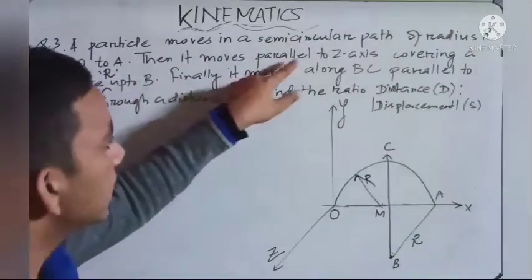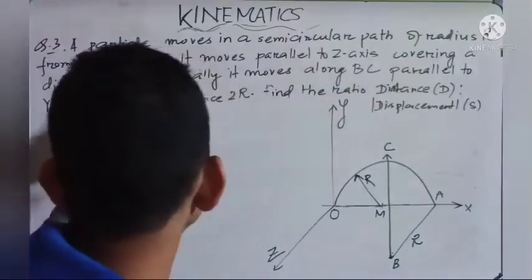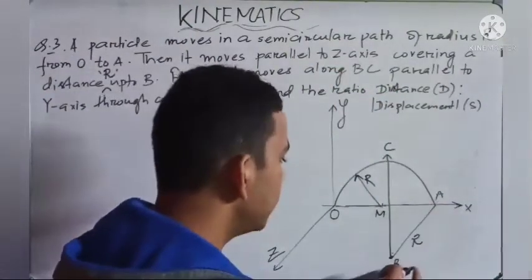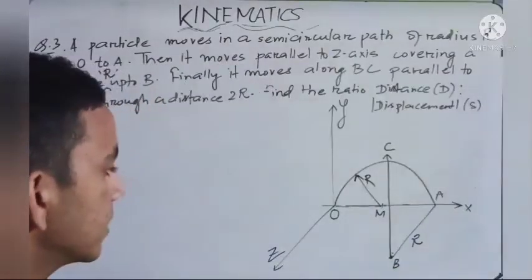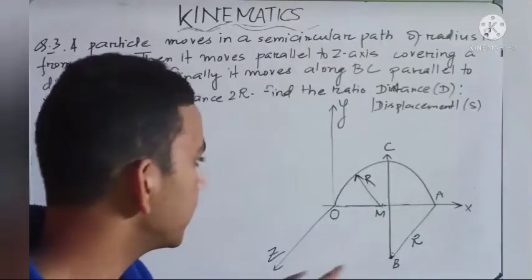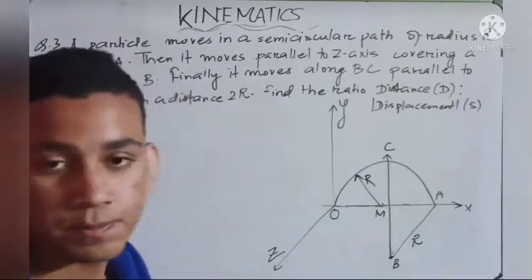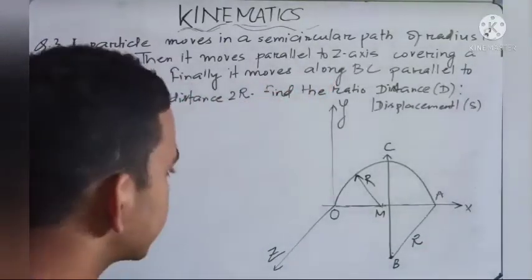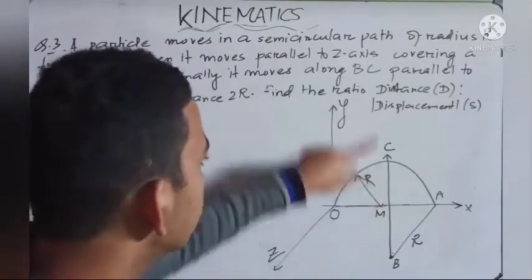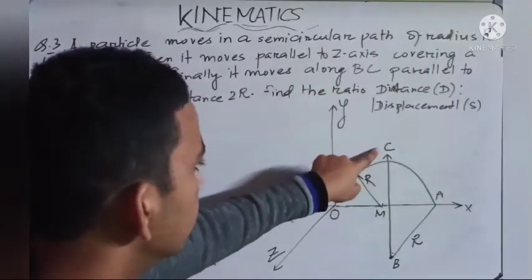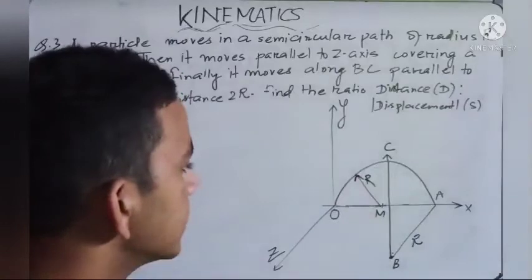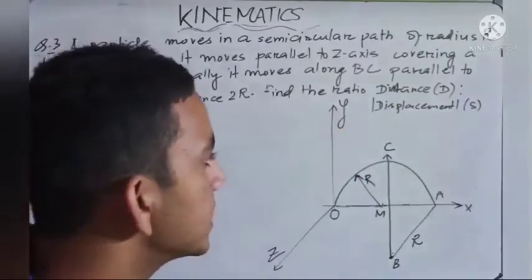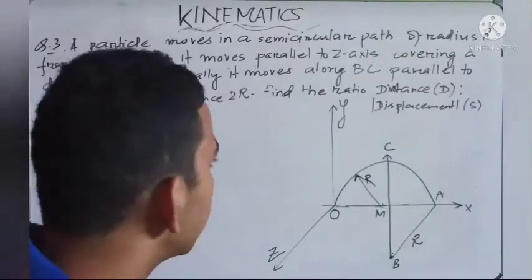Then it moves parallel to z axis covering a distance r up to B. That means this AB distance is r and AB is parallel to z axis. That means the particle moves in xz plane from A to B. Finally, it moves along BC parallel to y axis. That means from position B, it moves parallel to y axis and it moves up to point C, where BC distance is given as 2r. Now we are required to find the ratio of distance upon magnitude of displacement.